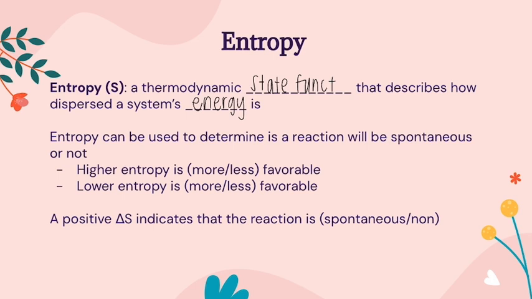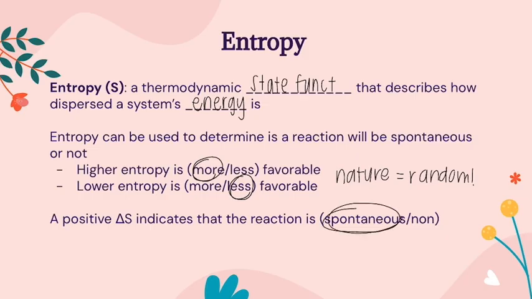Typically a higher entropy is more favorable and a lower entropy is less favorable. Remember, nature loves randomness. In this case, it's going to move towards randomness, so higher entropy is more favorable, lower entropy is less favorable. So a positive delta S indicates that the reaction is therefore spontaneous. Higher value, more spontaneous.